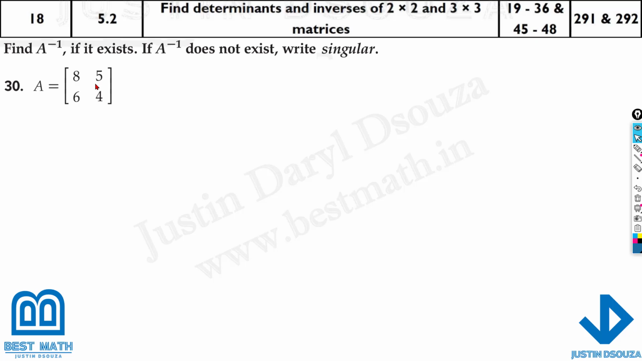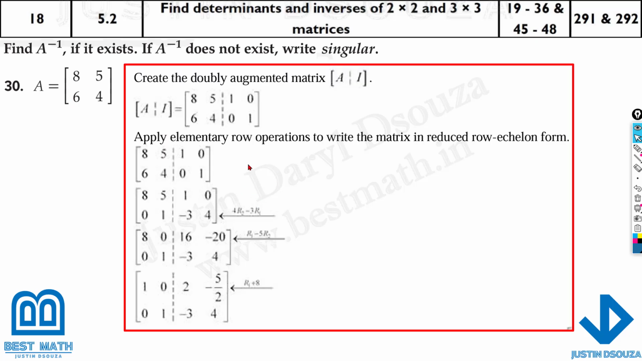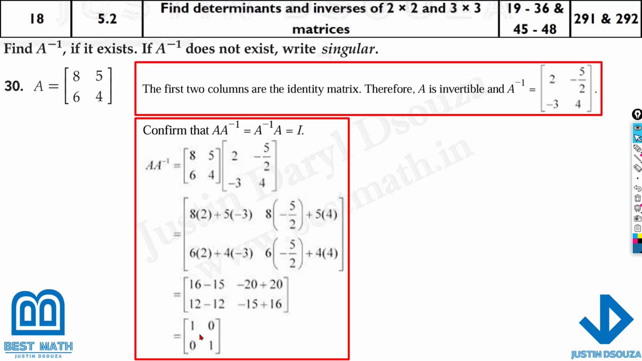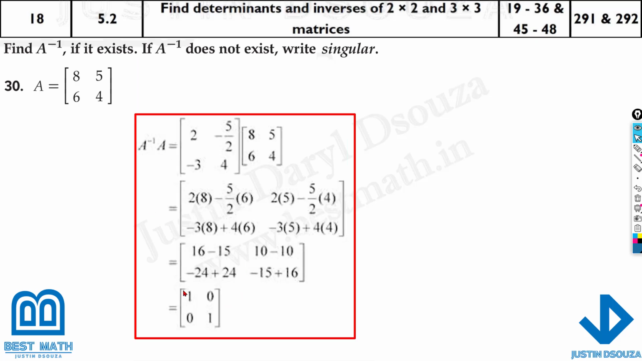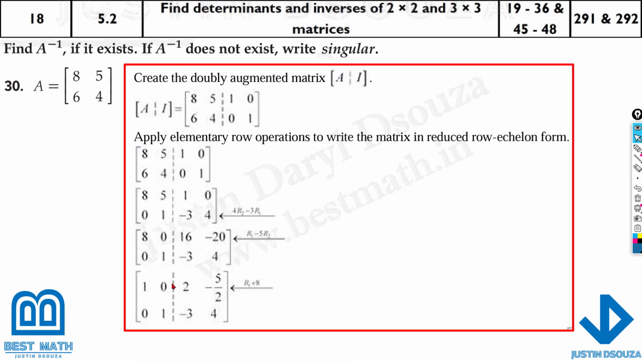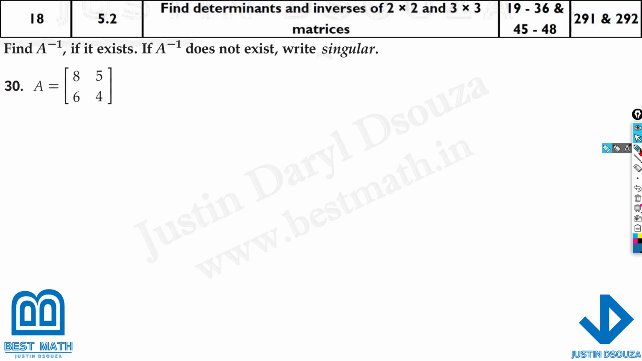Now here also the same thing. First you need to find the determinant and then use the inverse formula. So you can see here, and you will get some answer. So these both are, this is having inverse as well. Which is the inverse? That's over here. So 2 minus 5 by 2 minus 3 and 4.